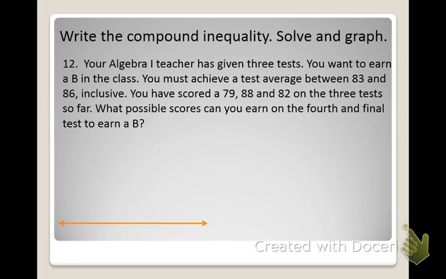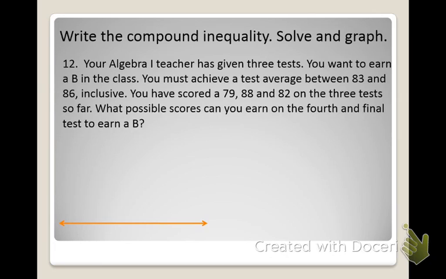Your Algebra 1 teacher has given 3 tests. You want to earn a B in the class, so you must achieve a test average between 83 and 86 inclusive. What does inclusive mean? Okay, you have scored a 79, an 88, and an 82 on the 3 tests so far. What possible scores can you earn on the 4th and final test to earn a B?